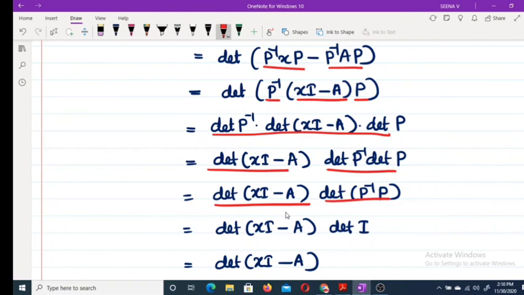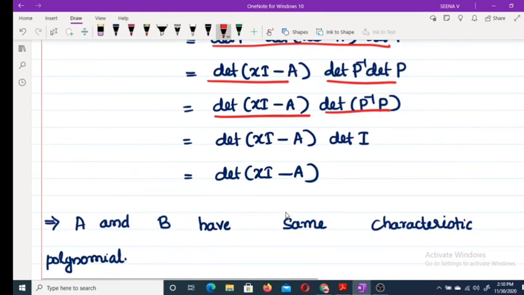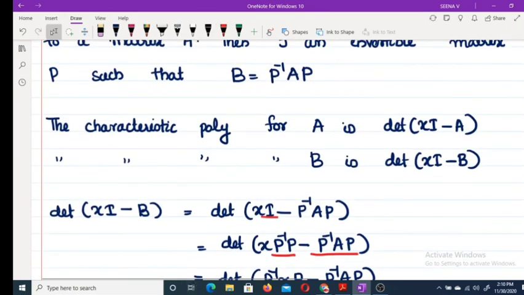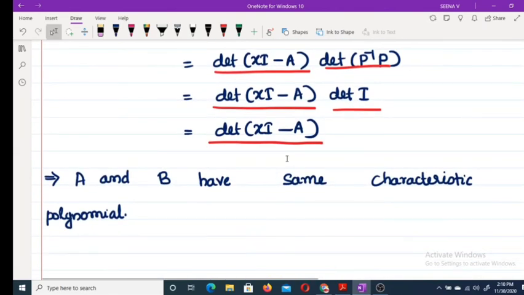This is determinant of xI minus A into determinant of P inverse P. P inverse P is the identity matrix. Determinant of xI minus A into determinant of I. The determinant of the identity matrix is 1. Therefore, this is equal to determinant xI minus A. Thus, we get determinant of xI minus B equal to determinant of xI minus A.